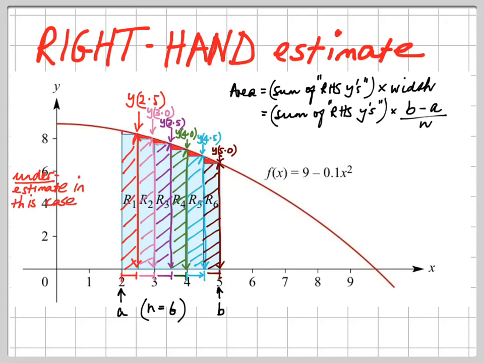Watch. Ooh, that's fancy. Okay? It's an underestimate for this curve. Just as for this shaped curve with the left-hand estimate, it was an overestimate because we had the left-hand part of the rectangle coinciding with the curve, and therefore the right-hand side was a little bit over. You know what I mean.